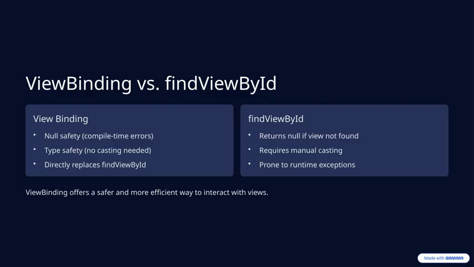On the other hand, findViewById can return null if the view isn't found, which means I have to be very careful and perform manual casting. If I forget, or if the cast is incorrect, it can lead to runtime exceptions that are harder to debug. Overall, view binding offers a safer and more efficient way to work with views, aligning perfectly with the overall goal of making my code more robust and less error-prone.